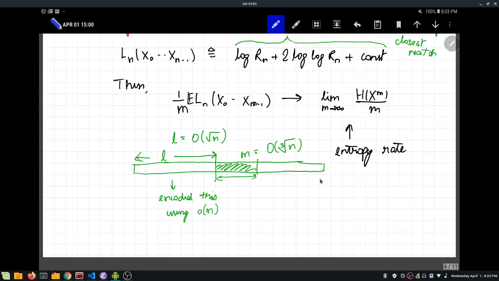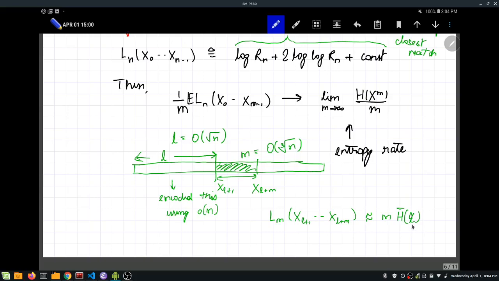Then the expected number of bits required to encode the closest match is going to be roughly, so this is x_{L+1} to x_{L+m}, then the log of x_{L+1} to x_{L+m} is going to be roughly m times the entropy rate of x. So this h bar of x is what I call entropy.